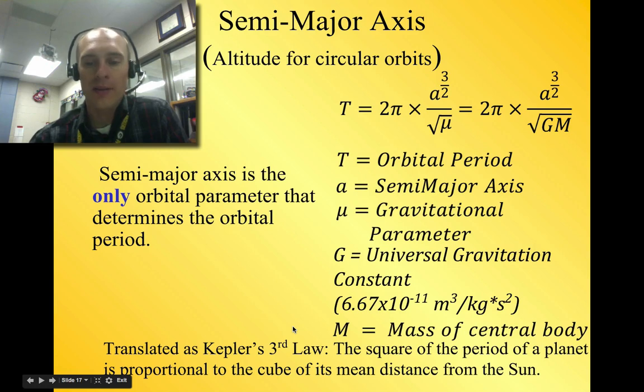The square of the period of a planet is proportional to the cube of its mean distance from the sun. And this square is referring to here, and that's the square of the period of the planet. So that's orbital period. It's proportional to the cube of the mean distance from the sun. So essentially, this orbital period is part of Kepler's third law.